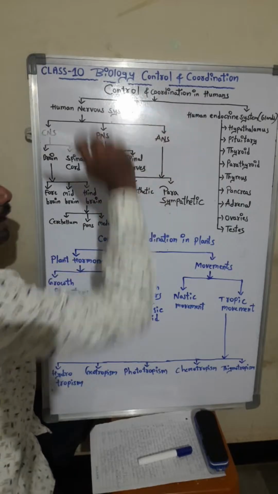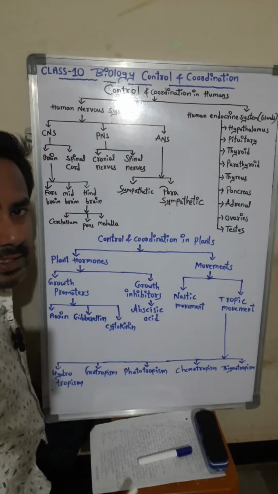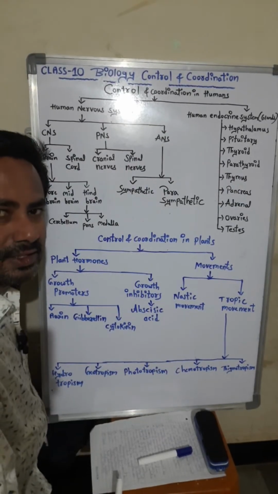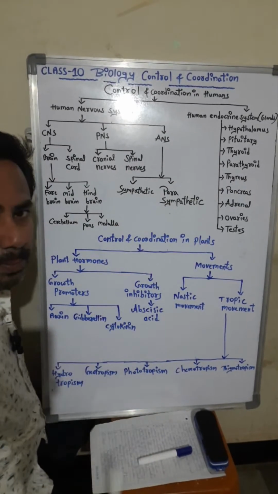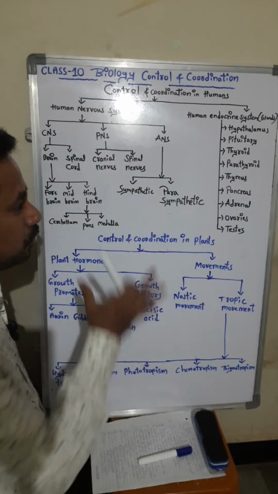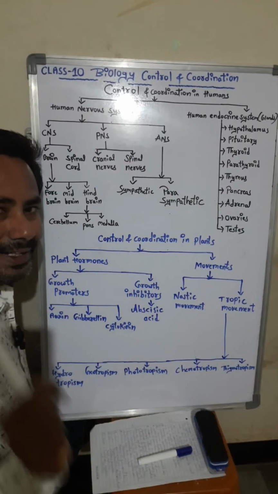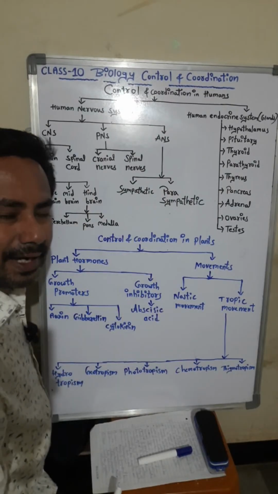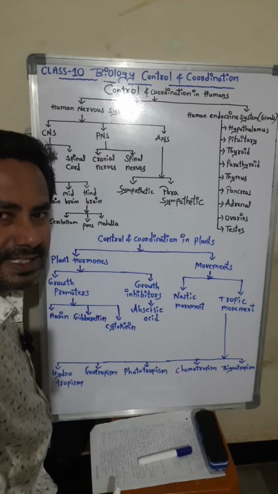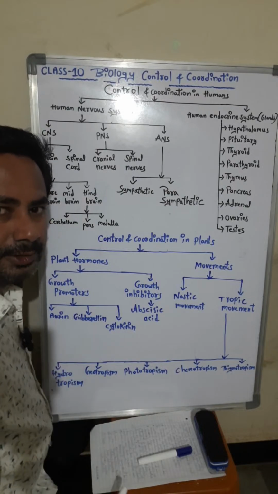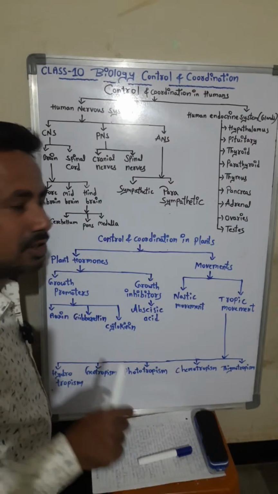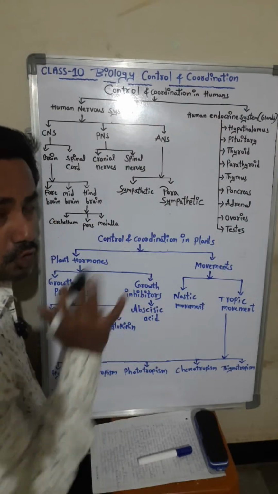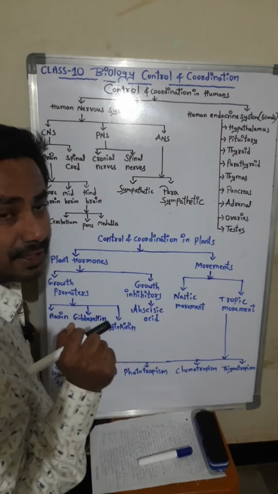So control and coordination in humans, the concept map is there, and afterwards control and coordination in plants. Okay, so let's see this concept map. Before starting this chapter, we have to understand what content is there inside the chapter. It is just like a trailer. If you watch a trailer, you will understand a little bit how the movie is. So this is just a concept map, control and coordination in humans. It is also very important for better understanding of the chapter.